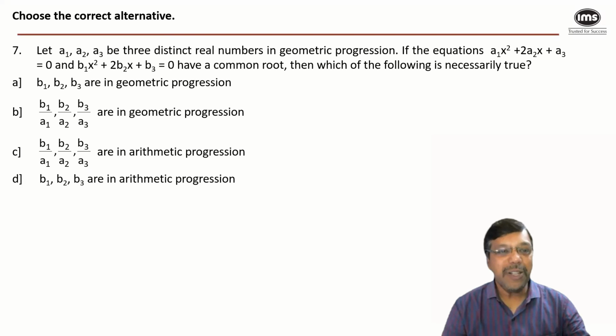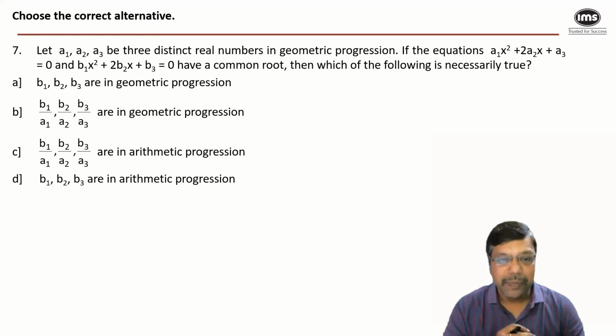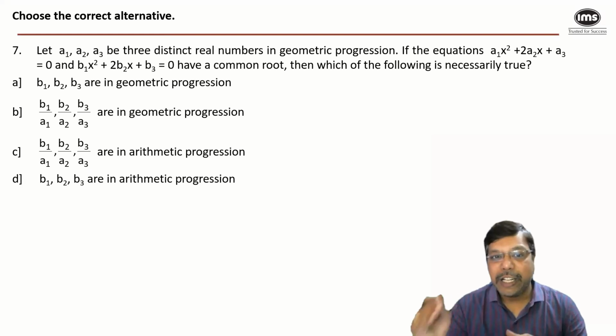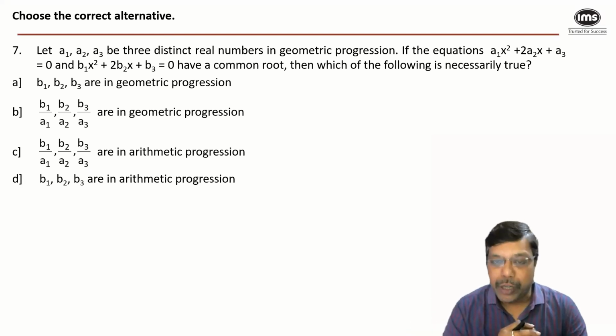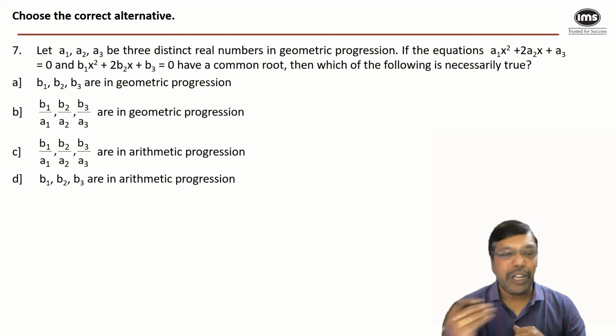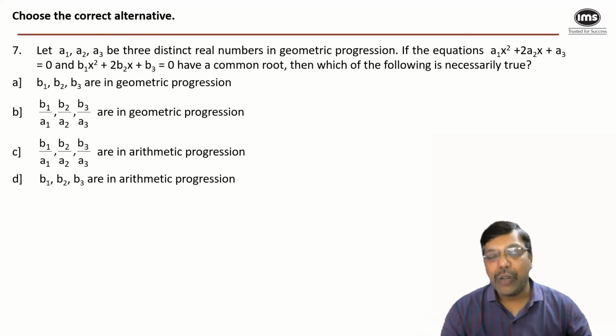Let's look at this question. Now we have a1, a2, a3 as three distinct real numbers in geometric progression, and the given two equations have a common root. Then we need to find out which of the answer options are necessarily true.